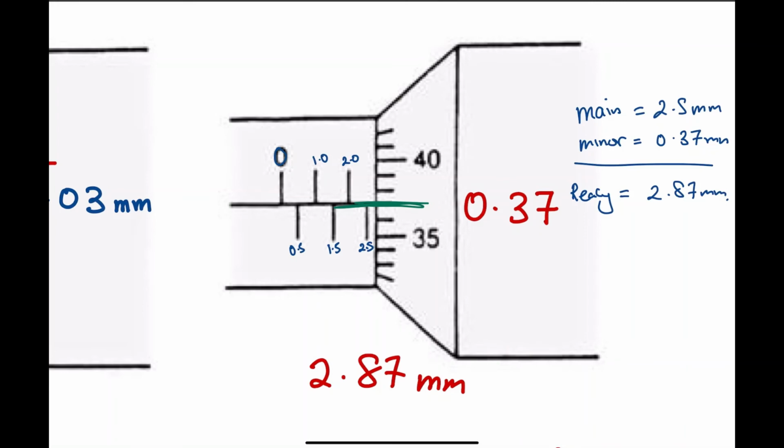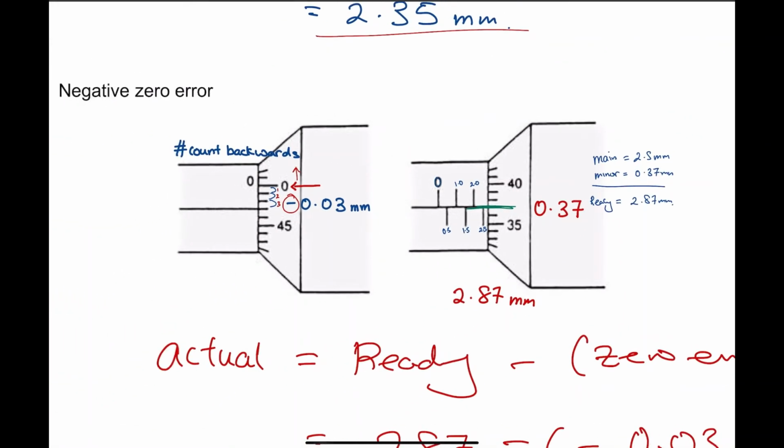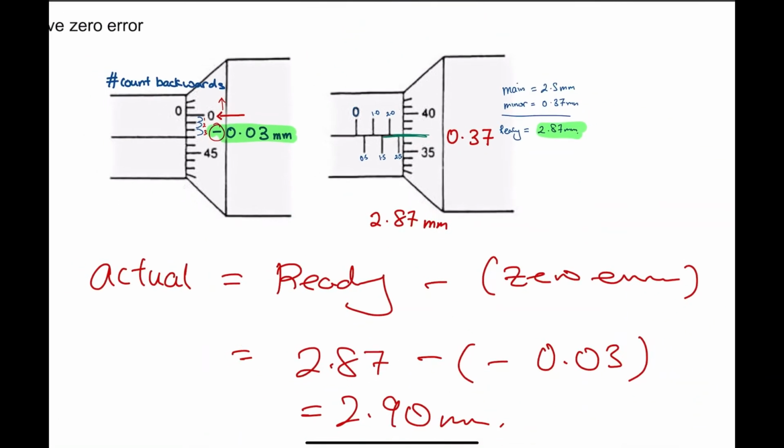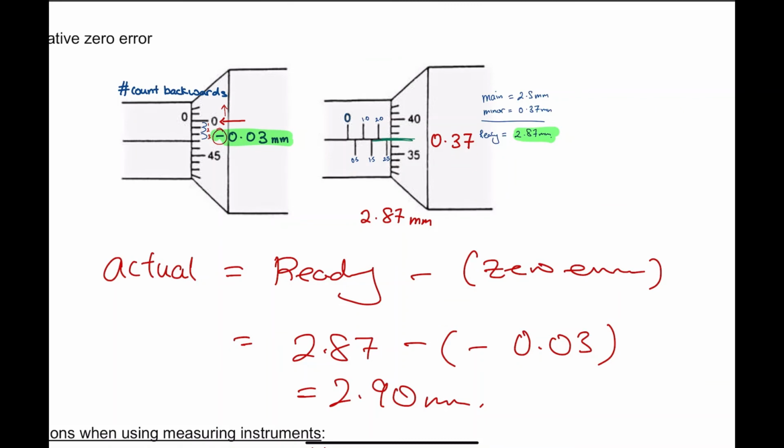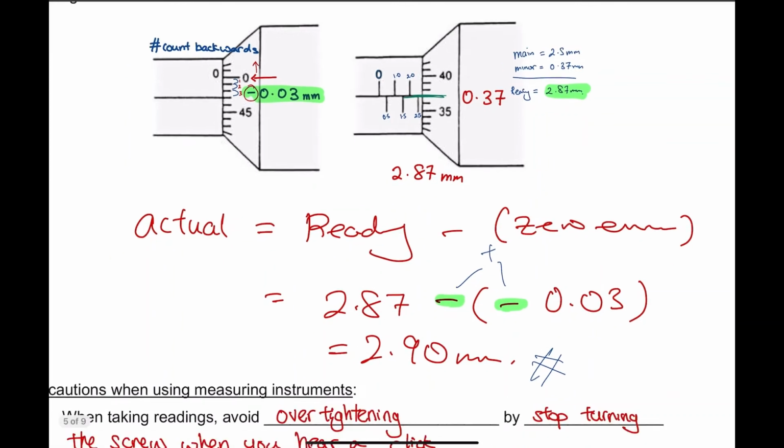Okay, so like I say again, this is your zero error, this is your reading. Actual equal to reading minus zero error. 2.87 minus negative. Okay, now 2 negative, this one down here, it becomes a plus, so therefore the answer is 2.90 mm. Okay, that's mainly it for the negative zero error for your micrometer screw gauge.